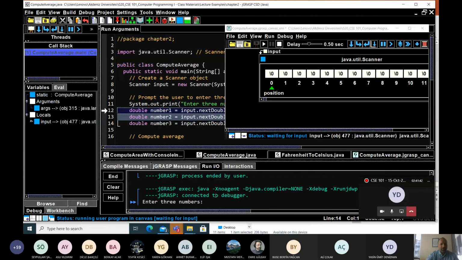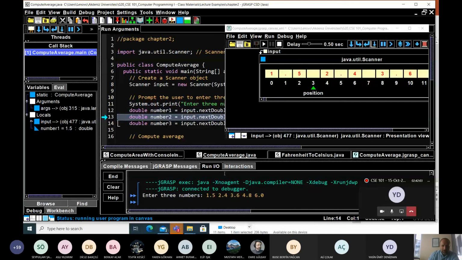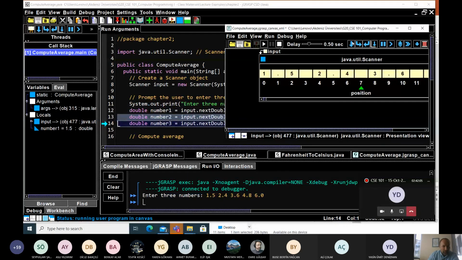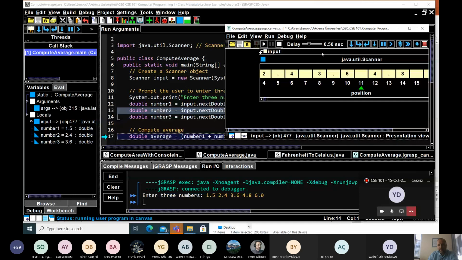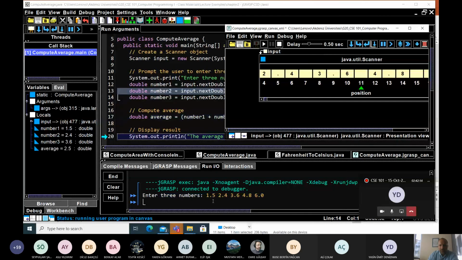So the example I'm talking about is if I entered 1.5, 2.4, 3.6, 4.8, 6.0, like this. So if I do this, what's going to happen? It's going to read in 1.5 as number 1. It's going to read in 2.4 as number 2. It's going to read in 3.6 as number 3, and it's going to calculate my average of those three numbers.